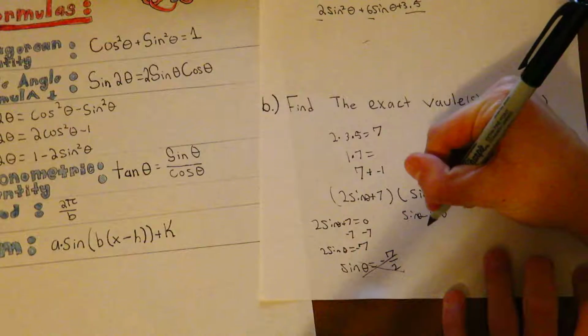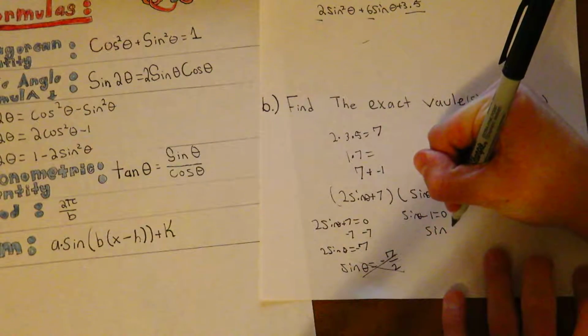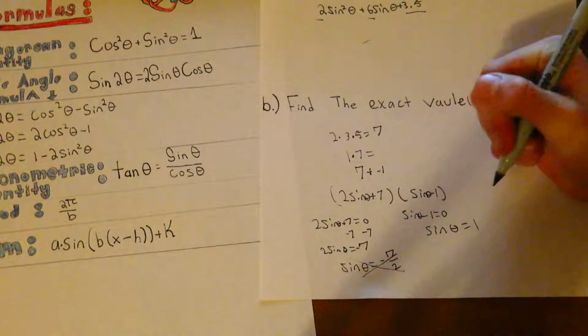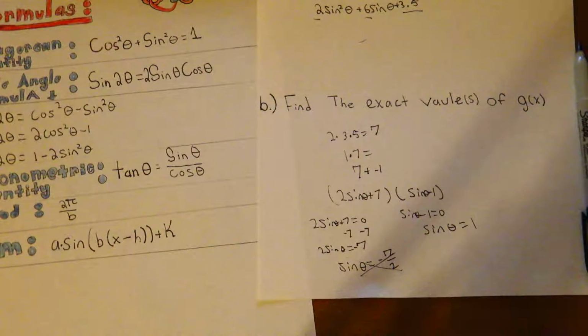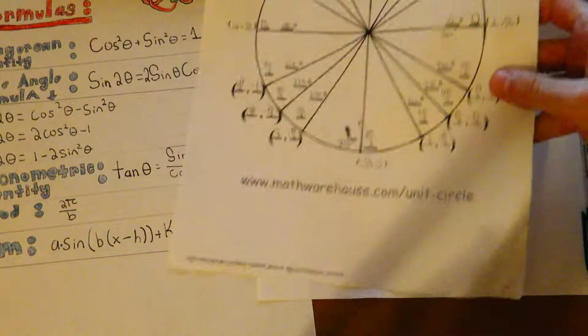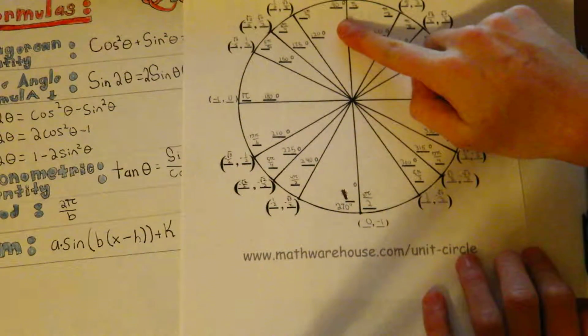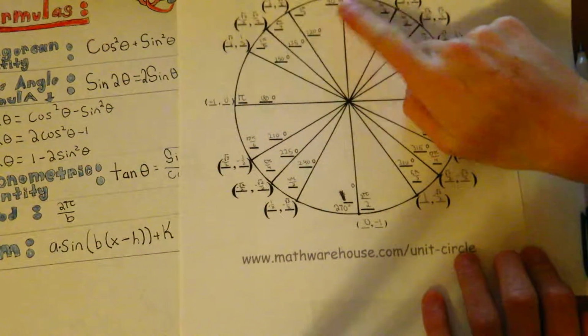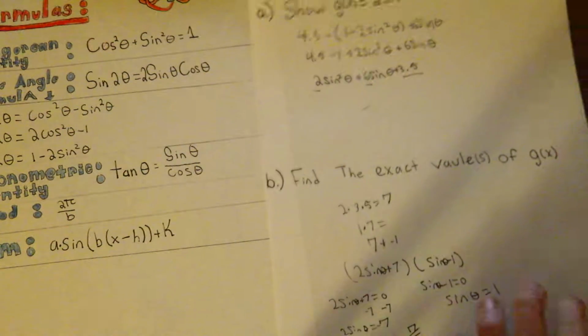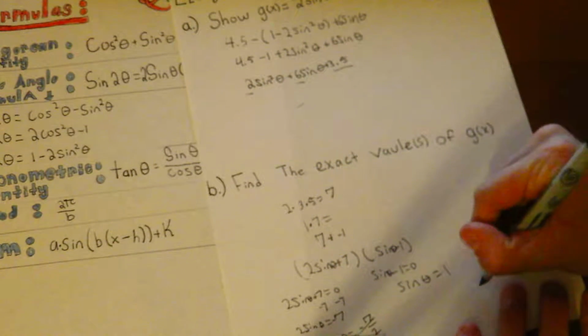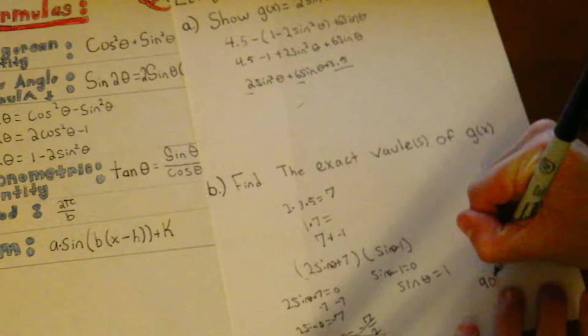So we go over to our other one, and we see that sine theta is equal to 1 just from subtracting. If we look on our unit circle for where 1 is, we'll see that 1 for sine is at 90 degrees. We know to use degrees instead of radians because our domain is in degrees. So our final answer comes out to 90 degrees.